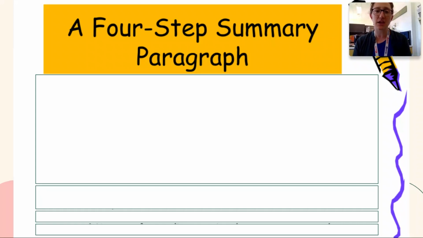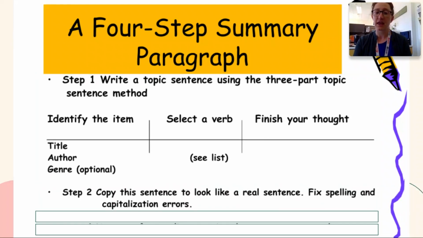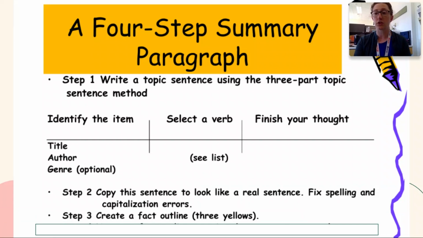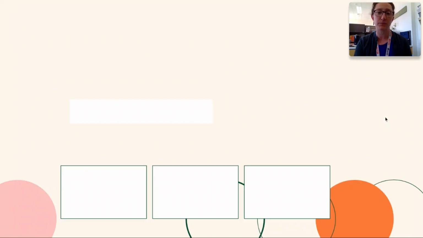As the name implies, a four-step summary paragraph has 4 steps. The first one is to write a topic sentence using the 3-part topic sentence method. Then you'll copy the sentence to look like a real sentence and fix any capitalization and spelling errors. You'll create a fact outline. And finally, you'll produce that full summary paragraph. And this is the part, step 4, that I read really carefully to make sure that you have included all these other parts. But I look at everything else.